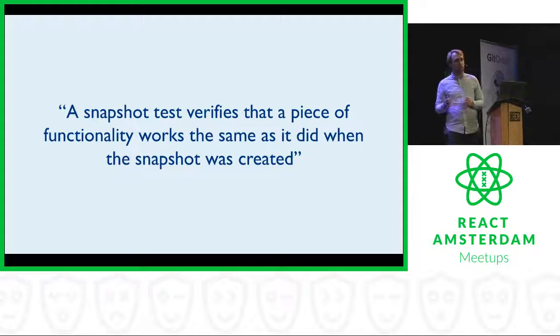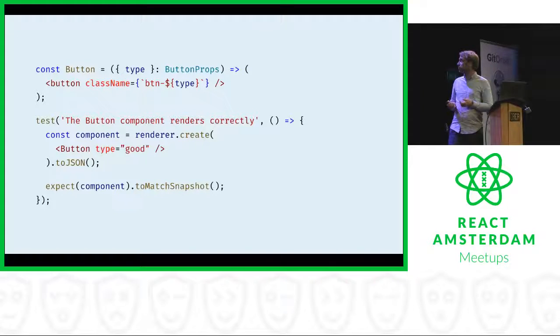Another really cool, relatively new way to test your code, and especially useful for testing React components, is snapshots. A snapshot is a test that verifies that a piece of functionality works the same as it did when the snapshot was created. It's like taking a picture of something, doing some changes in your code, and taking a picture again of that same piece of code, or better to say the output of your code, and comparing those two.